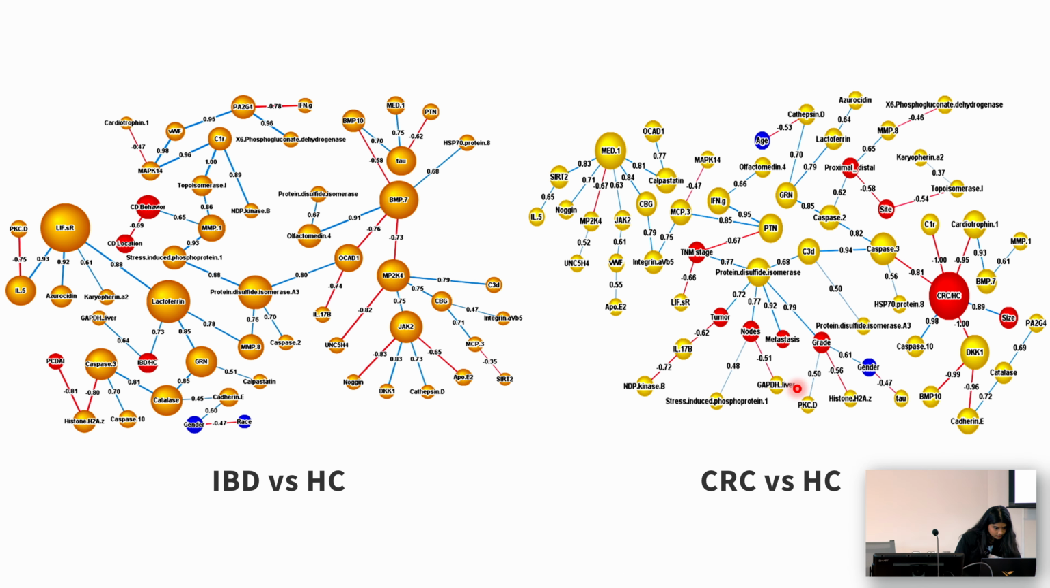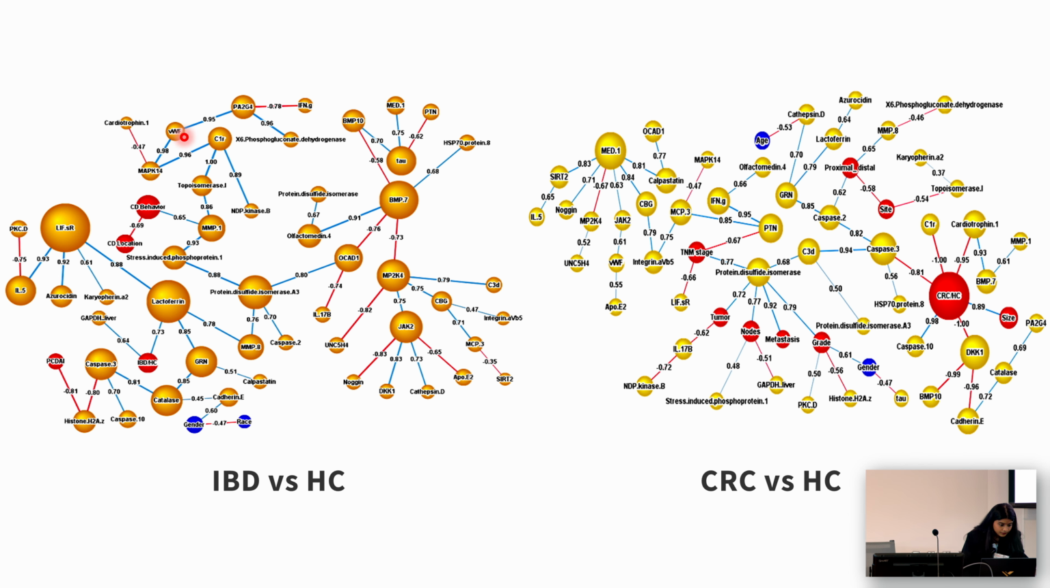This is an individual comparison, not three samples together, but just IBD versus healthy controls and CRC versus healthy controls. And how do we check these results is mostly using the existing literature. We check if these proteins are already in the existing biological literature, and that's how it makes more sense for us to interpret it.